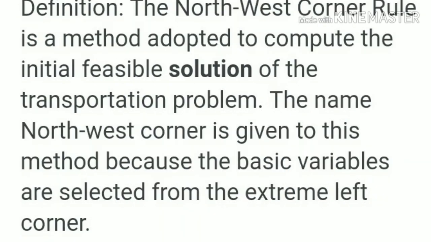Next one is northwest corner rule. This is a method adopted to compute the initial feasible solution of a transportation problem. The name northwest corner is given to this method because the basic variables are selected from the extreme left corner.